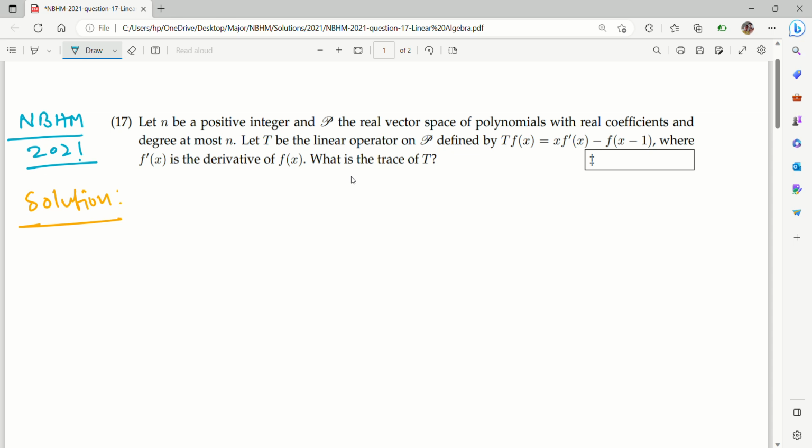Hi. So in this question, we need to find out the trace of a particular given matrix, for the operator T, where T of f(x) is defined as x times f'(x) minus f(x) minus 1.